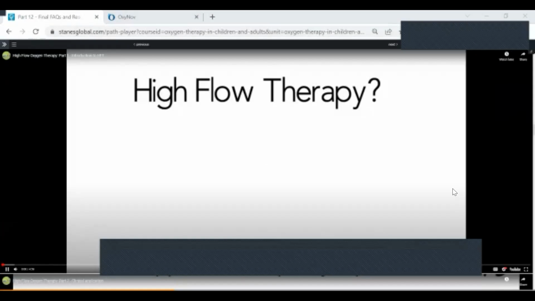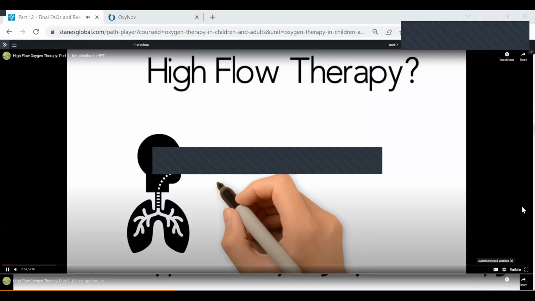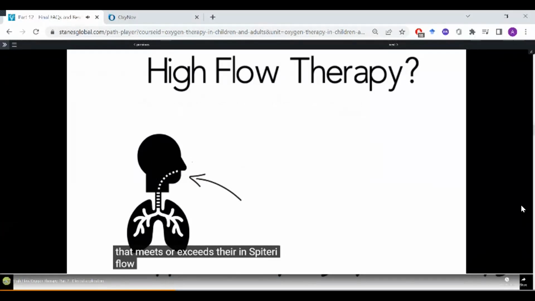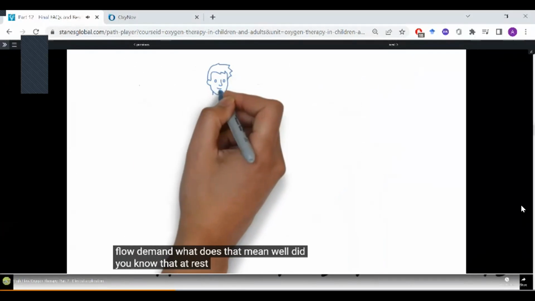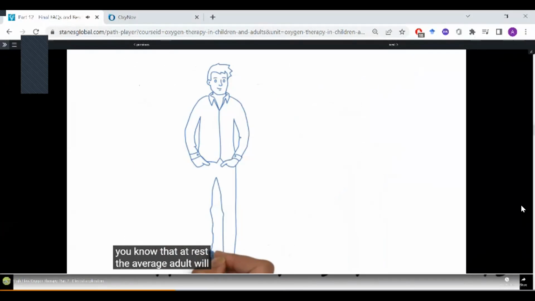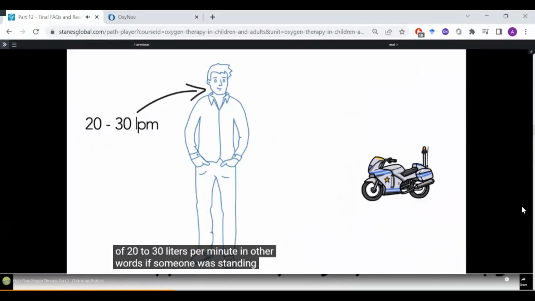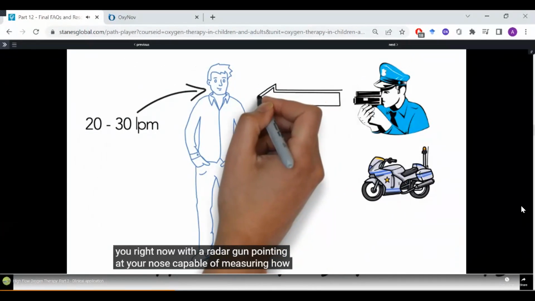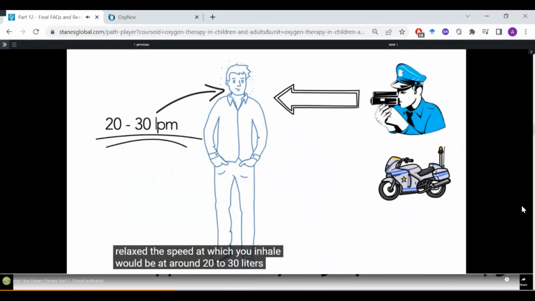So what is high flow therapy? High flow therapy is when oxygen is being delivered to the patient at a flow rate that meets or exceeds their inspiratory flow demand. What does that mean? Well, did you know that at rest, the average adult will inhale at a speed of 20 to 30 liters per minute? In other words, if someone was standing next to you right now with a radar gun pointing at your nose, capable of measuring how fast you're inhaling while you're relaxed, the speed at which you inhale would be at around 20 to 30 liters per minute.